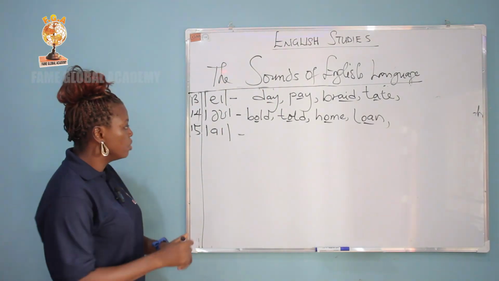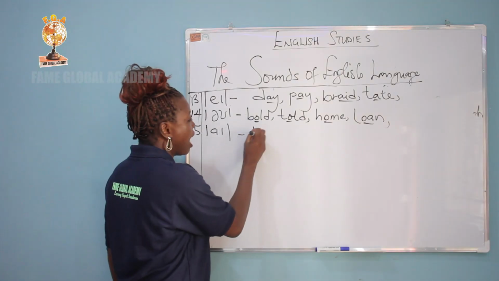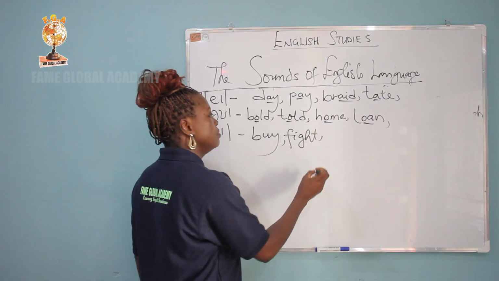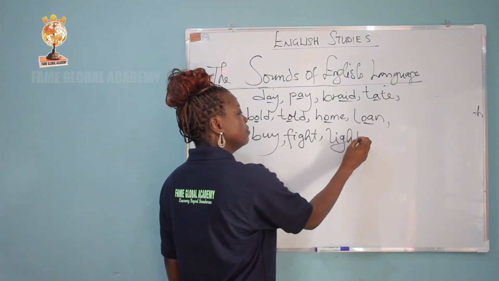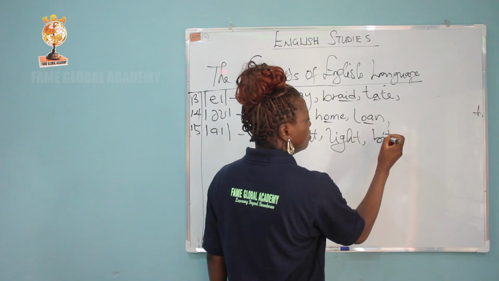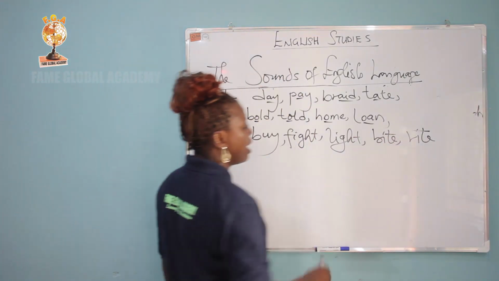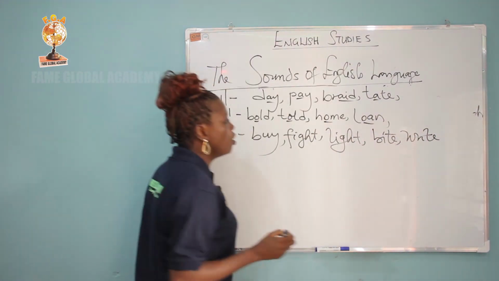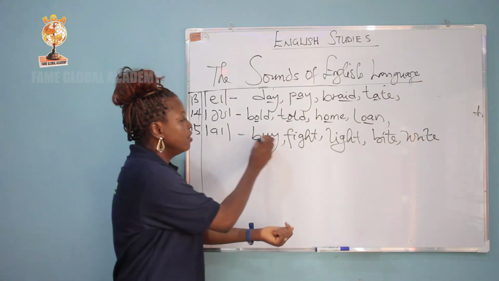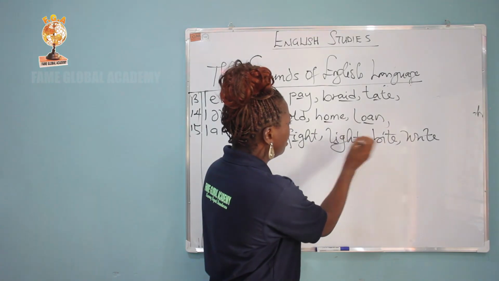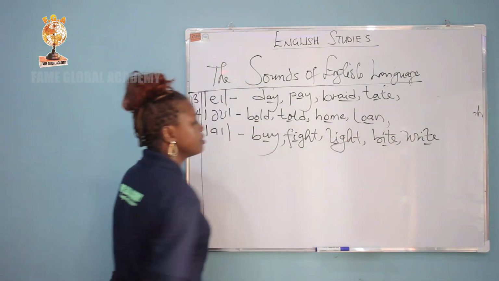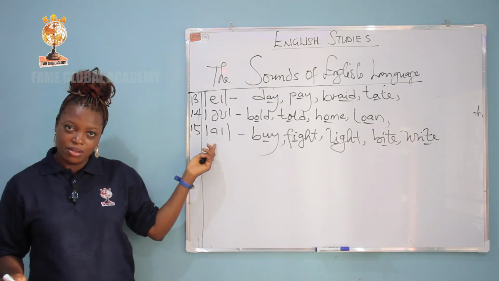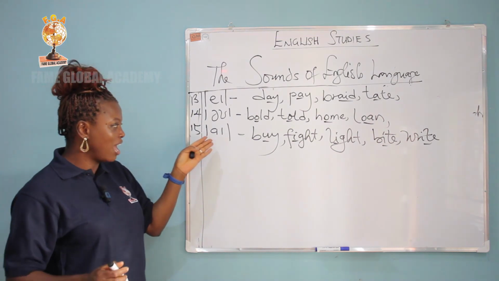Alright, let's go ahead. Now we have the /aɪ/ present in words like buy, fight, light, bite, right. Alright, so we have buy, fight, light, bite, right. So these are the words that contain the /aɪ/ diphthong.